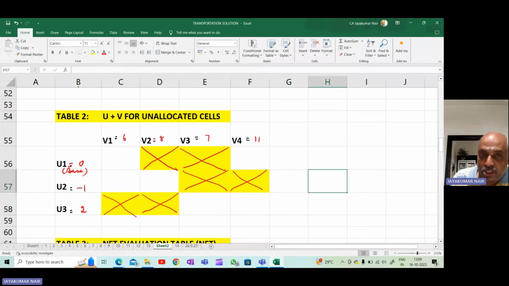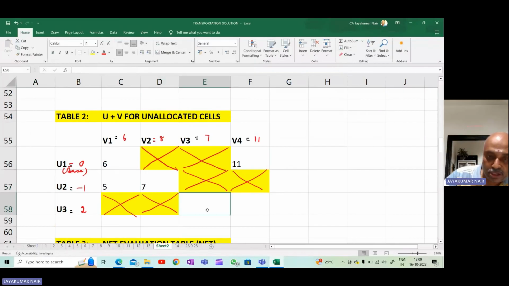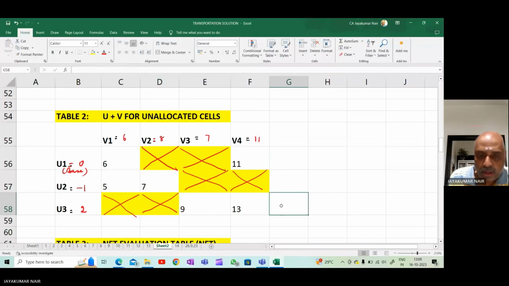Unallocated cells. What is U plus V value? So 6 plus 0 is 6. 11 plus 0 is 11. 6 minus 1 is 5. 8 minus 1 is 7. 7 plus 2 is 9. And 11 plus 2 is 13. So I have computed U plus V values for unallocated cells.